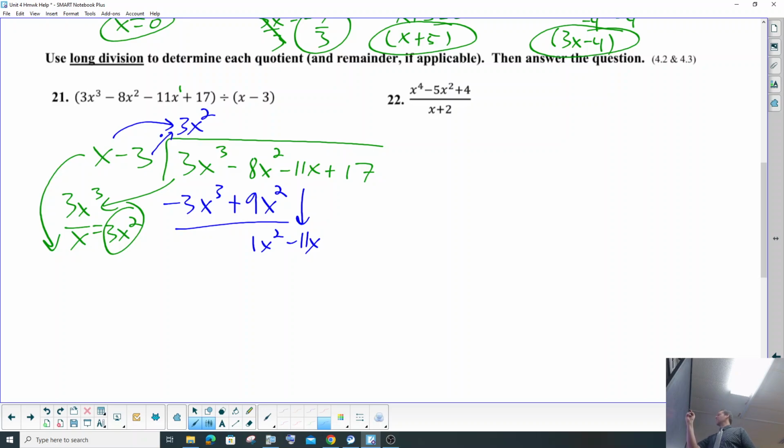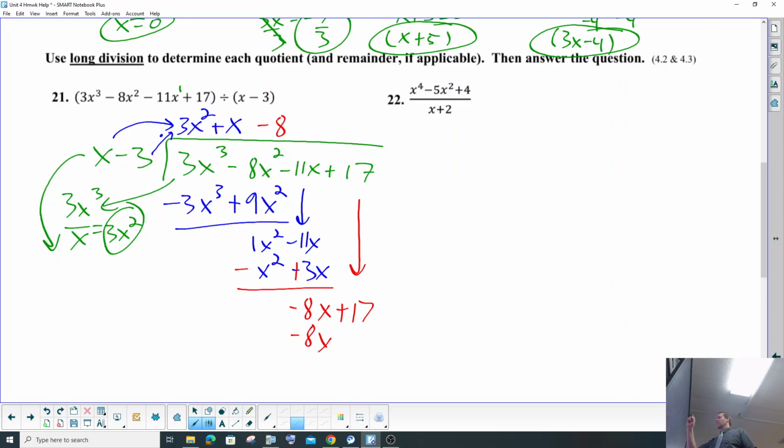So then x times x is x squared. And negative 3 times x is a negative 3x. And then we change those signs. And we get a negative 8x. And then we bring down our 17. How does x become a negative 8x? A negative 8. And that makes it identical. Negative 3 times negative 8 is a positive 24. Whoa, that's going to be a big remainder.